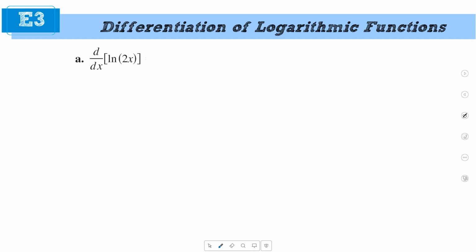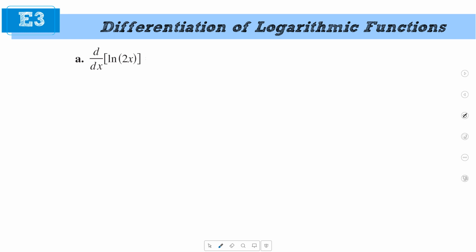Ready? Whoops. What's the derivative of the natural log of 2x? Say again? Nope. Anybody else? No? There you go. Keep it simple, stupid.